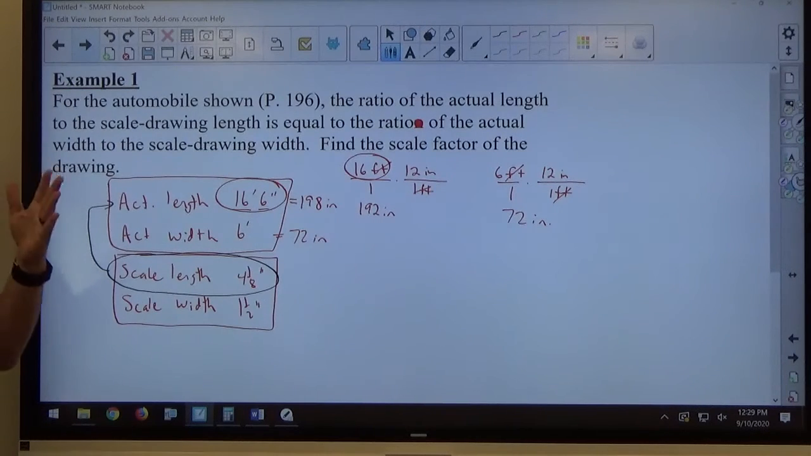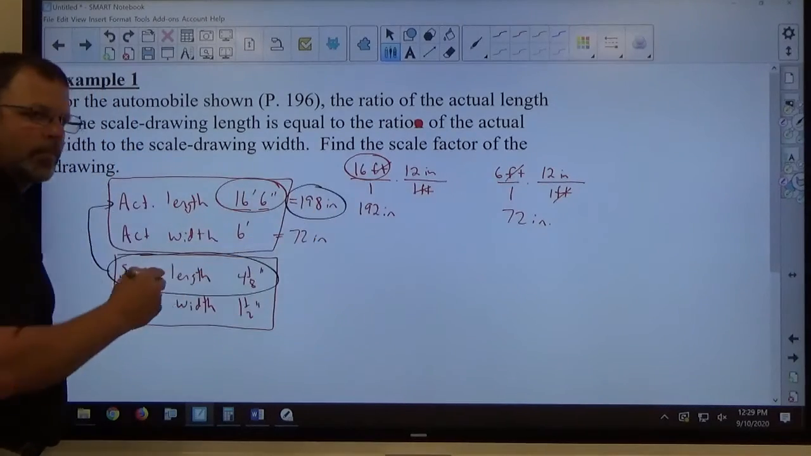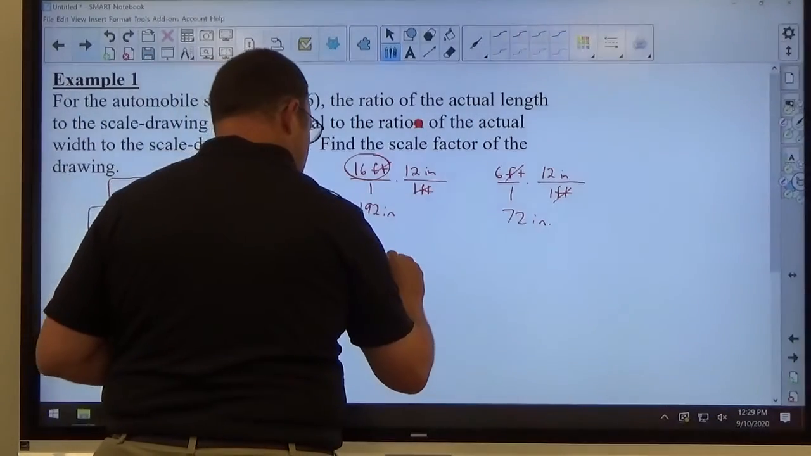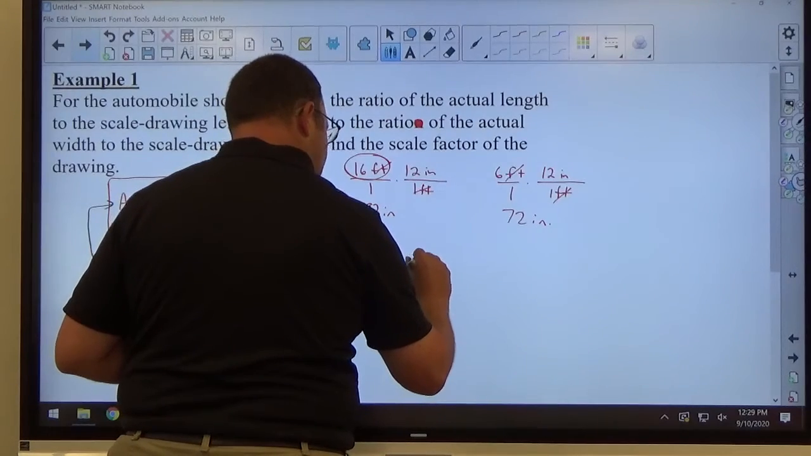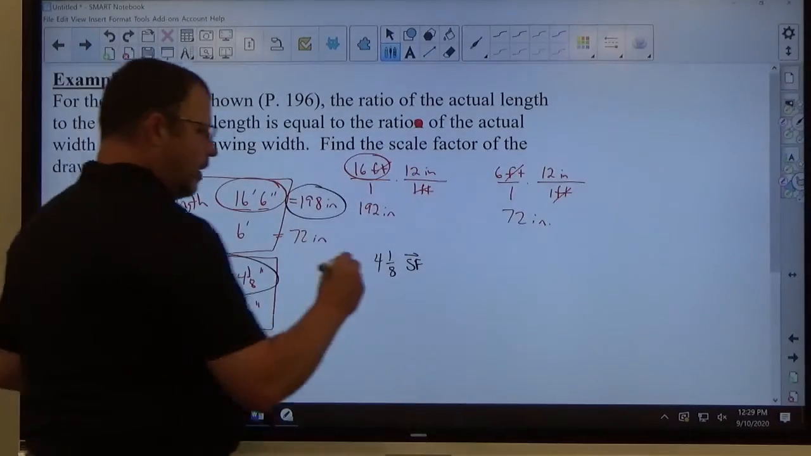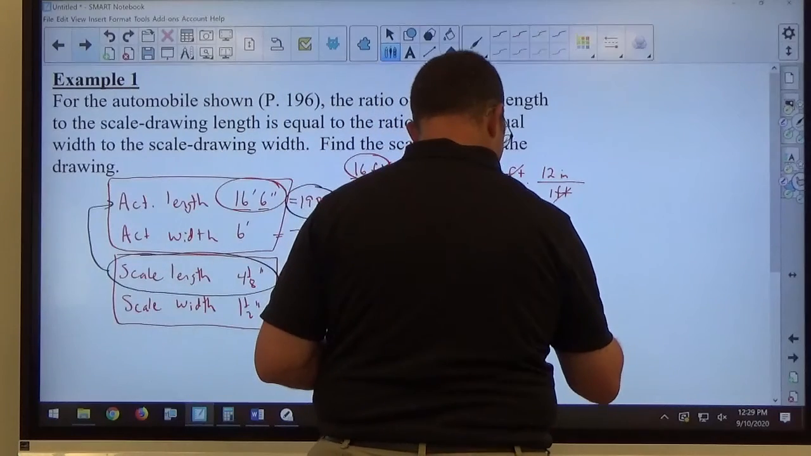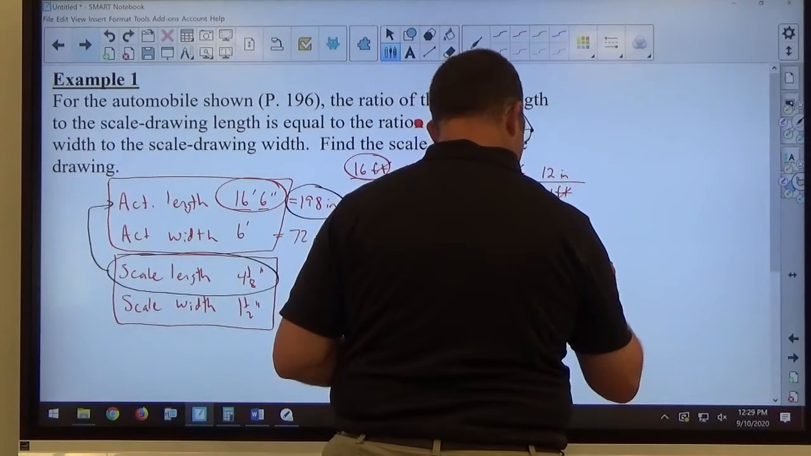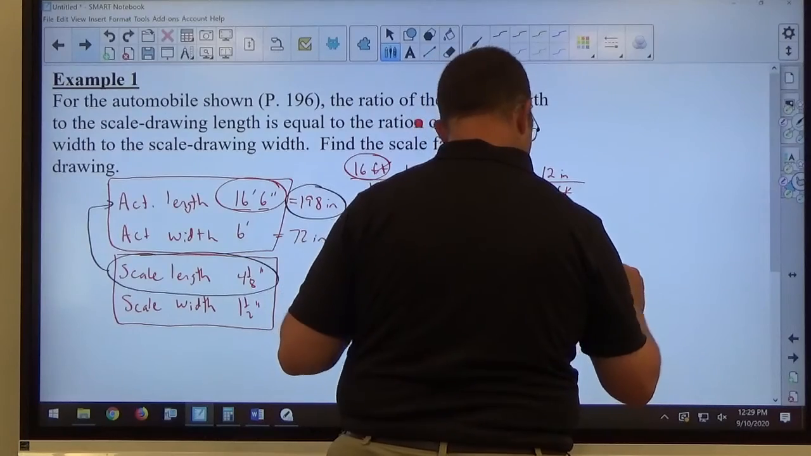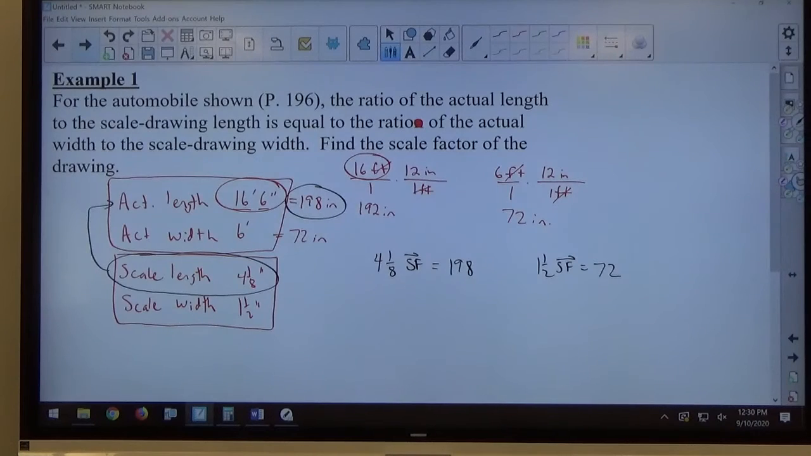I'm trying to find this magical number that if I take this number times that, I'm going to get, well, actually, this number. So in other words, 4 1/8 inches times an unknown scale factor, and I usually put SF for scale factor, is equal to the actual length. Or I could do 1 1/2 inch times the scale factor is equal to 72 inches. I can go length to length or width to width. The scale factor is the same, because it says the same ratio is used for both. All right? All I got to do is solve these problems here.